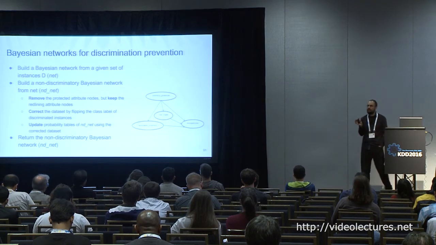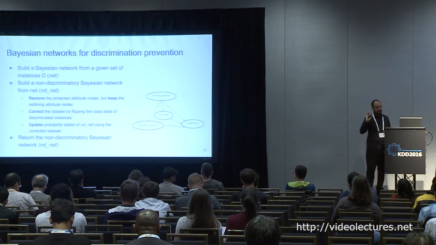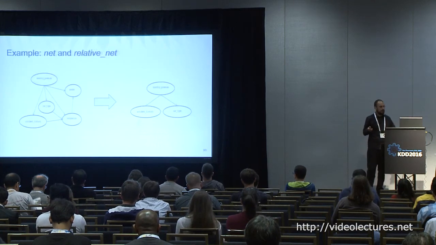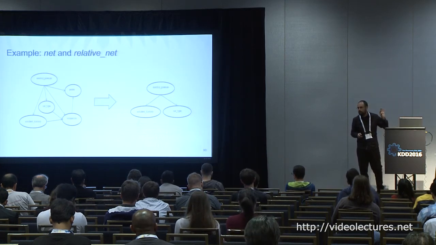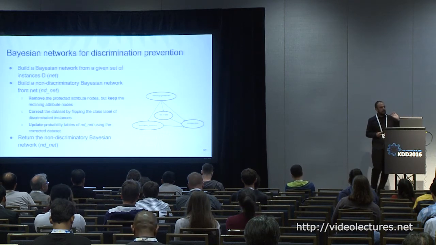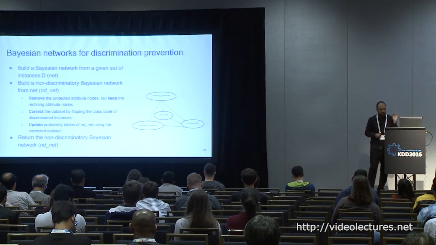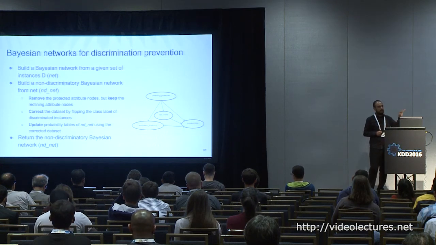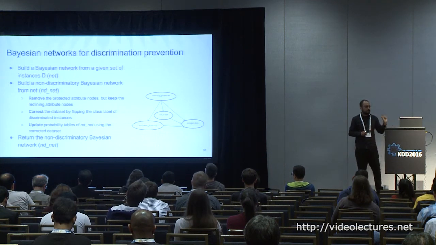You can also use the same method for trying to create a network that prevents discrimination, and it's very similar to the idea we saw in KNN. So you have the original network, here on the left, that includes the gender attribute that you're not supposed to be using for computing the monthly premium of the car insurance. And we're going to build a non-discriminatory network that has the protected attribute node removed, and we're going to keep all the redlining attributes, and we're going to correct the training data set by flipping the class label of the discriminated instances.